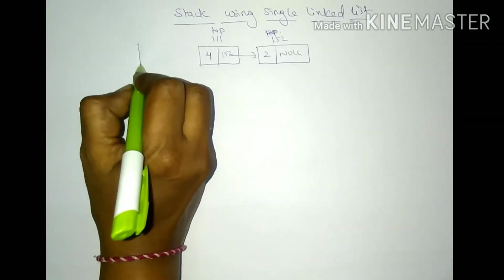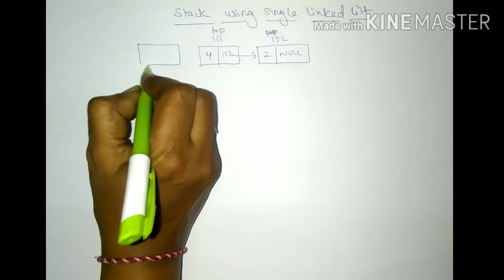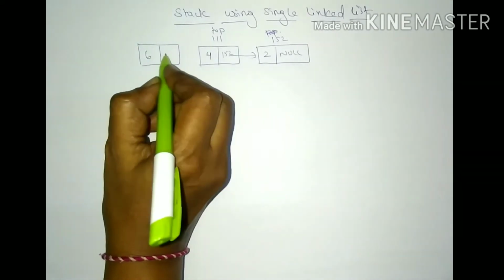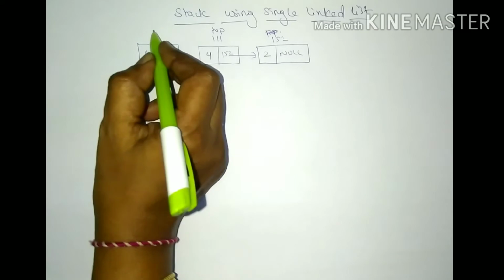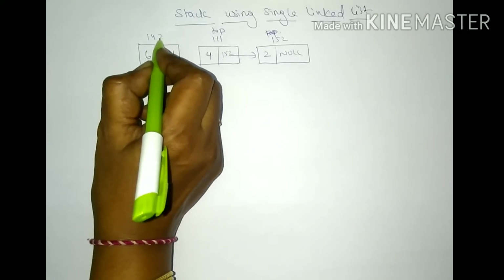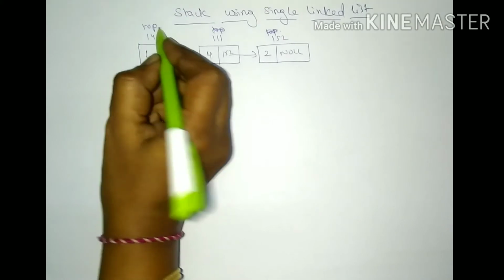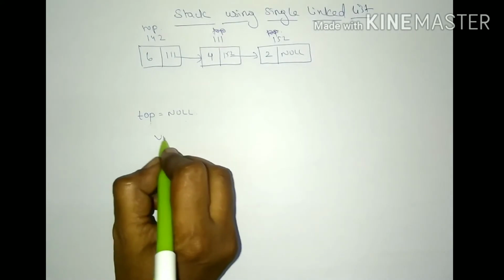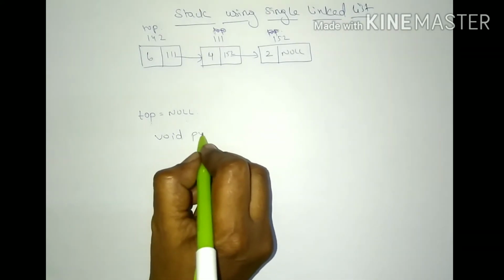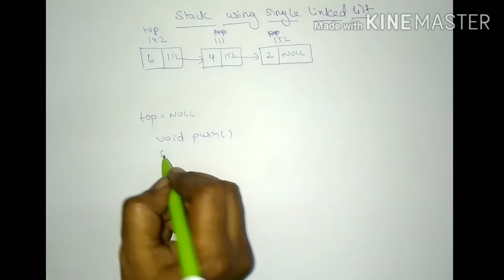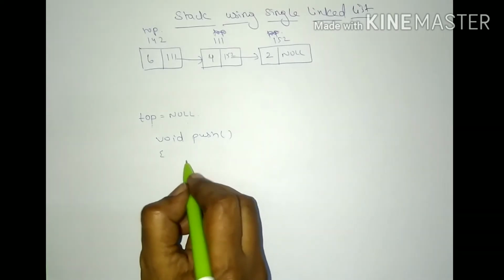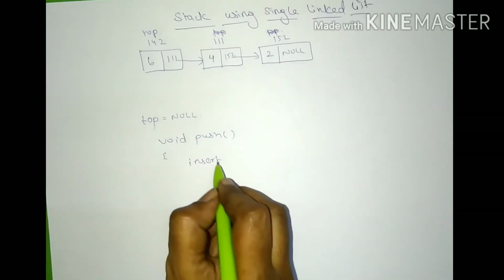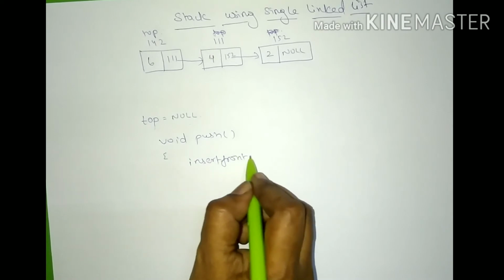Now next, again to insert, that is push into the stack, again we insert front. This 111 address is stored. Again this top is moved to front. So that is for pushing an element into the stack. What is the code we are using? We are using the insert front of single linked list.